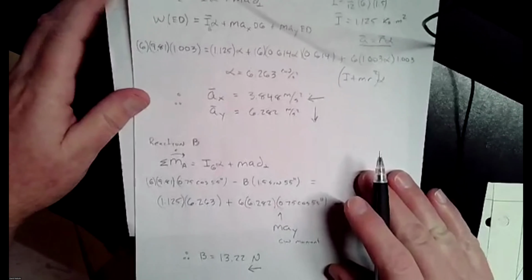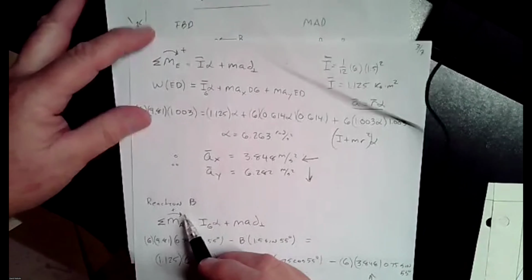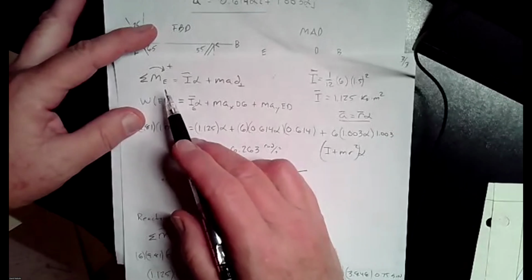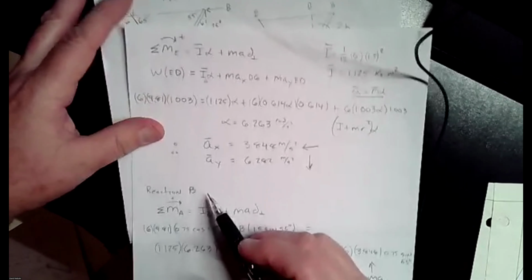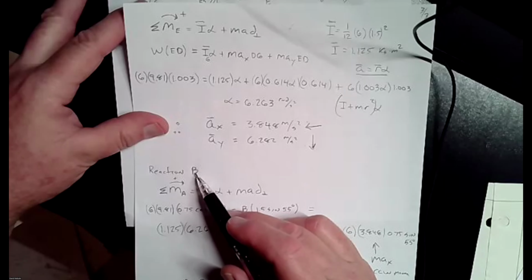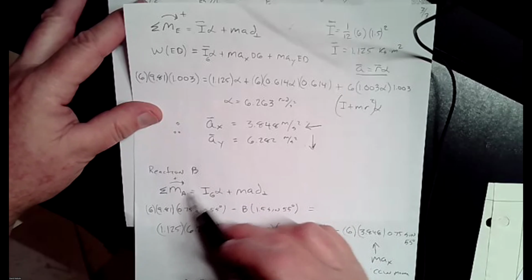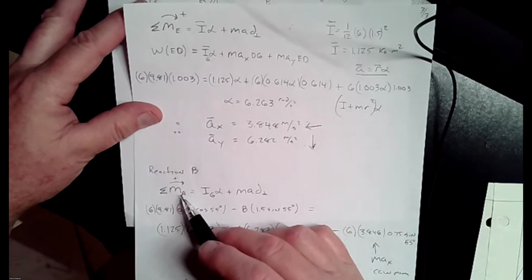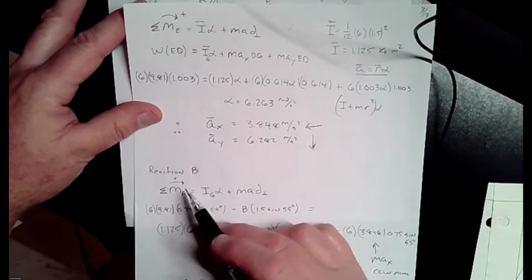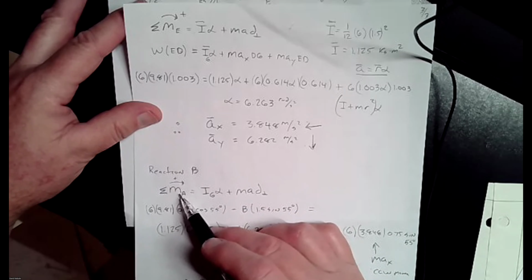Okay, so if you got stuck, this time we're not going to take a moment about E, because we wouldn't be able to find the reaction at B. That would get rid of both B and A. So we're going to take a moment about A because we're not asked about A. We really don't care. Because we only have two unknowns, we could find A once we found B, but we don't care about A because we're not asked about it.